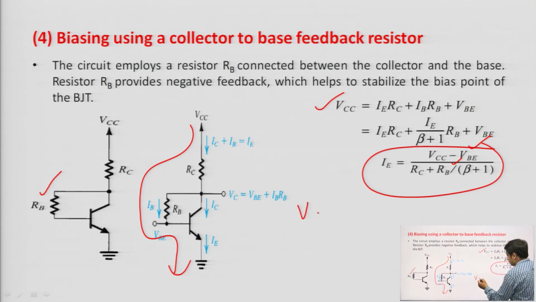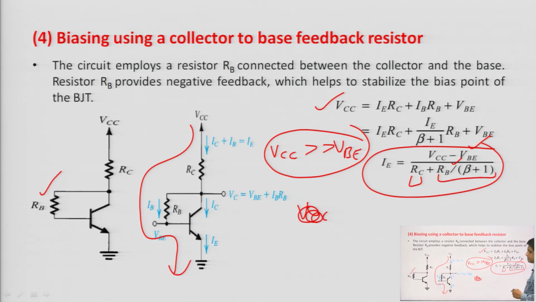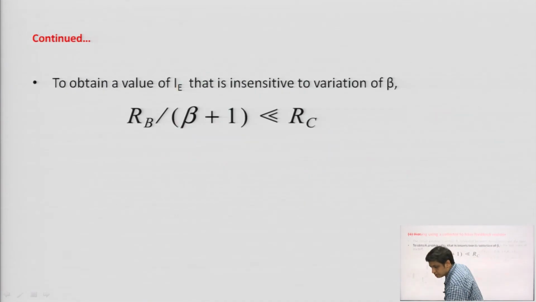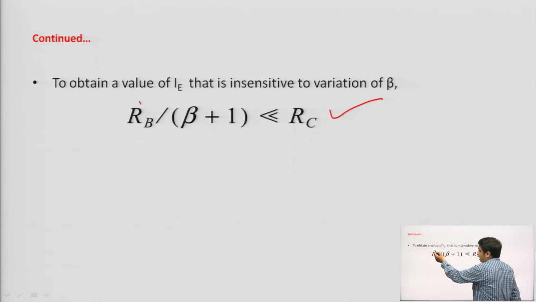So again, your VCC should be very much greater than VBE, and of course your RC should be very much greater than RB upon beta plus 1. So this is the condition, but again the same issue: if your RB is less, then your input resistance will be less.